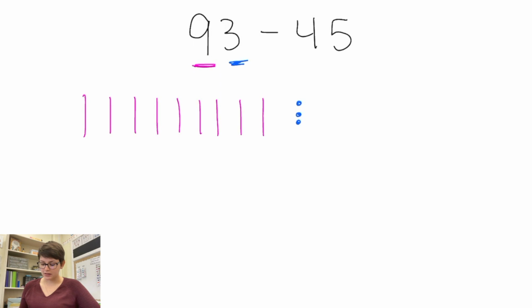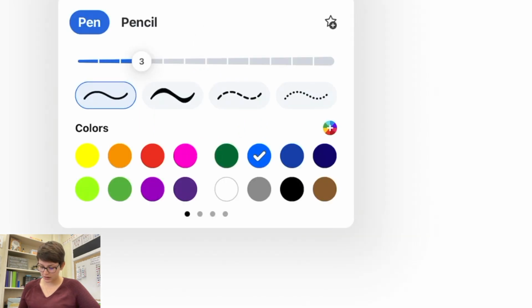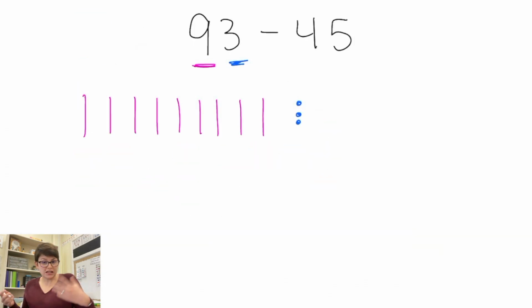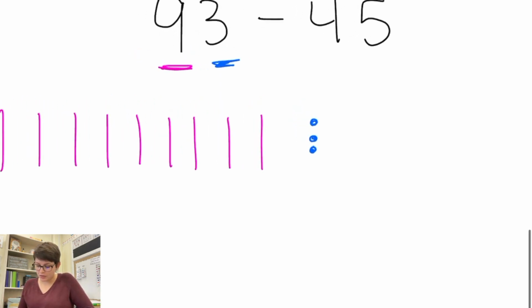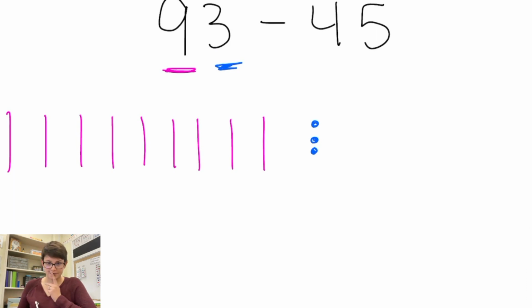When we look at this, we can easily do our tens, but our ones are going to be a little bit more difficult. I ask myself, okay, 3 ones, I have to take away 5. Okay, so 1, 2, 3. I can't take away 5 ones. I don't have 5 ones to take away. So what you have to do is regroup one of our tens as ones.